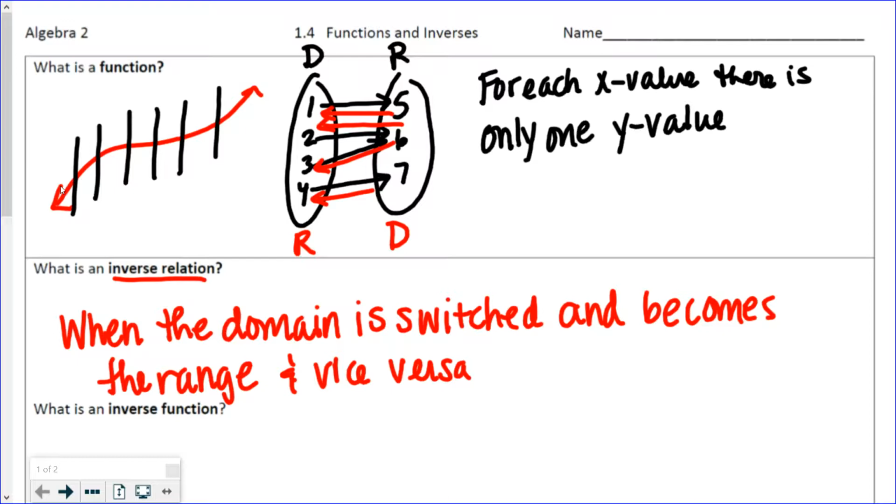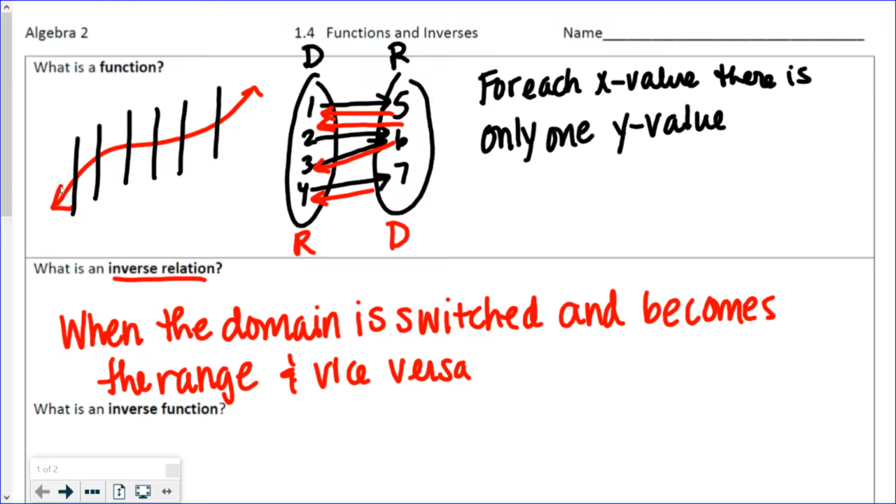So if you look at this example that we have up here, if you look just at the red lines, notice you've got a 5 going to 1, that's good. But for 6, you got 6 going to 2 and 6 going to 3. So this is my new x, these are my y's. So I've got one x going to two different y's. So this would not be an inverse function. This is just an inverse relation.